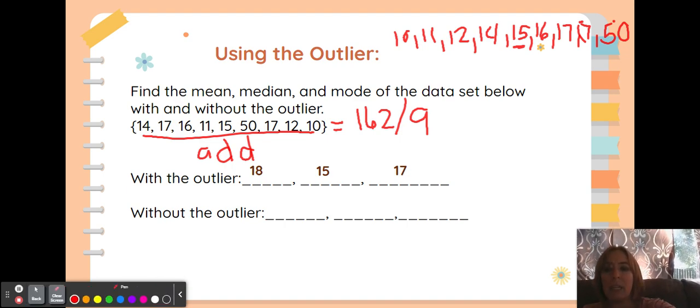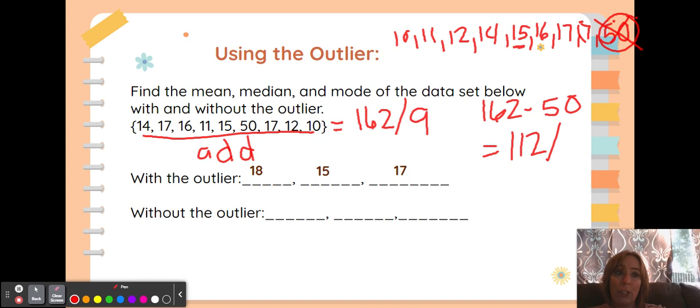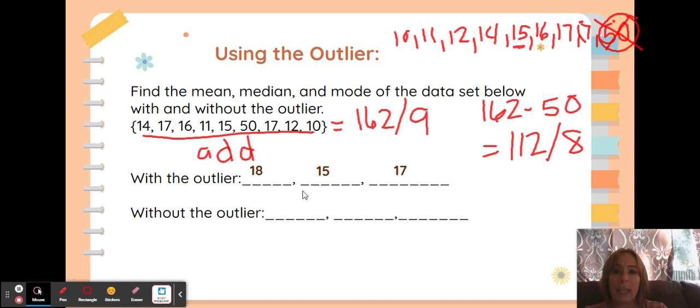Now, we've got to find the mean without the outlier. Okay, well, we can clearly see that 50 is the outlier. It's the different one. I could go ahead and add all these numbers without the outlier, or here's a trick. I could just take 162 and subtract the 50. Subtract that outlier out, that gives me 112. Now, I have to divide it by how many I used. Since I didn't use this one, I can't say 9 again. I have to do one less, which is 8. 112 divided by 8 gets me a mean of 14.